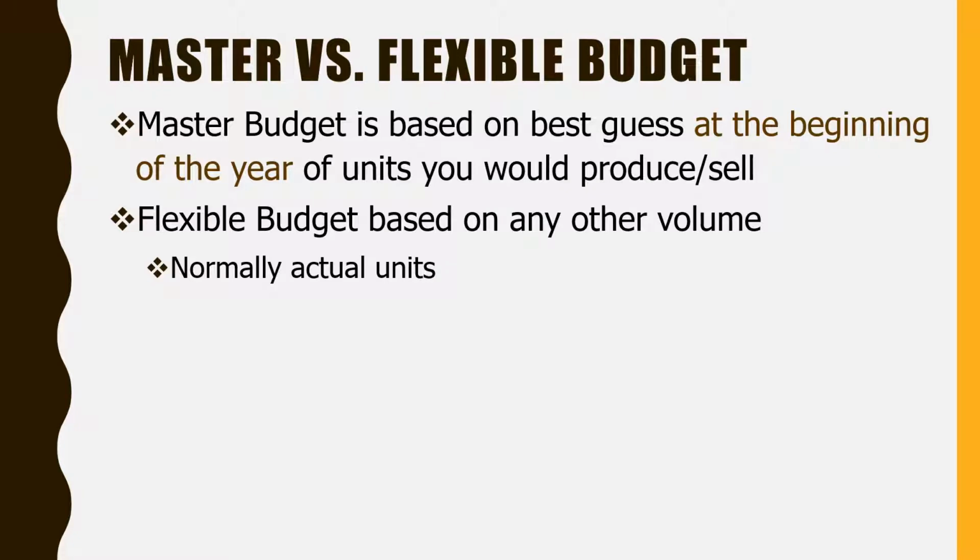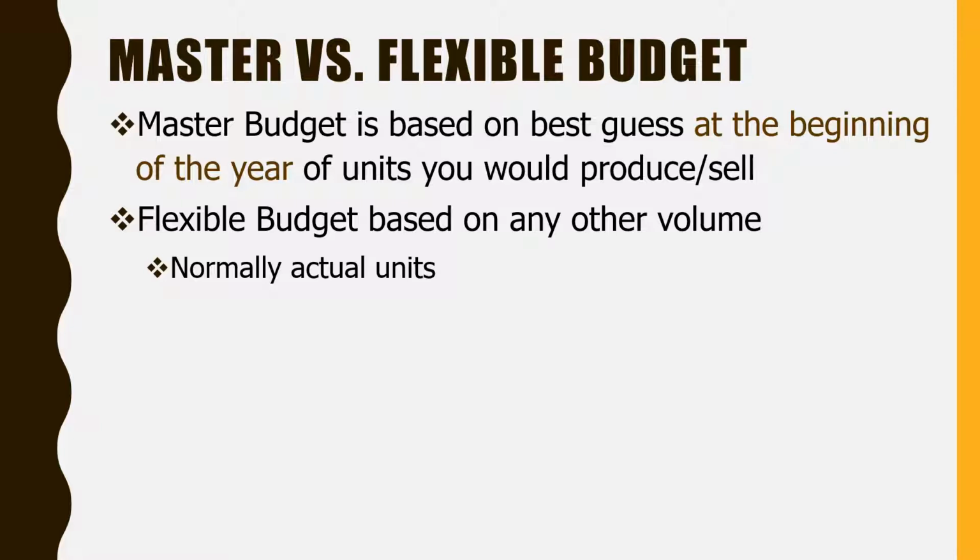The first thing we need to talk about is the difference between a master budget and a flexible budget. The master budget's what you do at the end of the fiscal year to plan for the next fiscal year. So usually the date on that will be December 31st or January 1, and it's your best guess at the beginning of the year. So you need for planning to have an idea of what you'll do in the next year, so you'll have enough cash and that sort of thing.